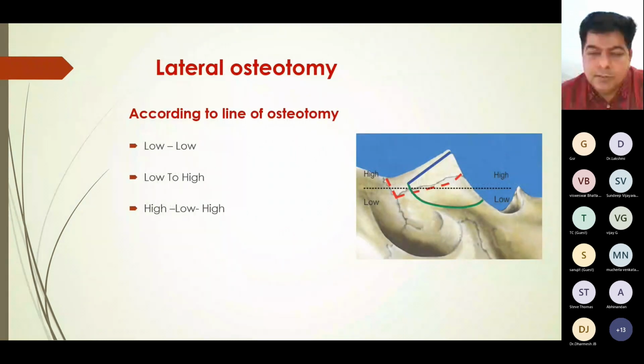Another confusing term you would have seen in the notes of your consultants is osteotomy done low to low, low to high, high to low. What are these? So you look at this diagram. There is a plane across the nasal spine and the orbital rim. This is the plane. Anything below it is low, anything above it is high. So depending on the needs of the case, it can be low to low, low to high, or high to low, or whatever may be the case.